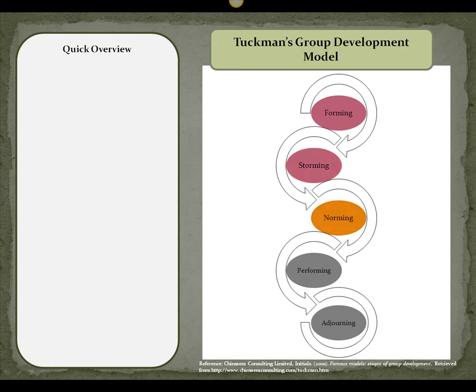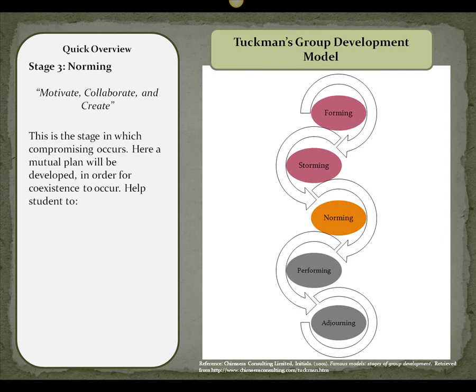The next stage is called norming, and this is where we motivate, collaborate, and create together. In this stage, all the compromising occurs. This is where you've made it past each other's imperfections and you start developing a coexistence within the room. To help people to and through this stage, you need to let them be themselves and encourage them to be themselves.